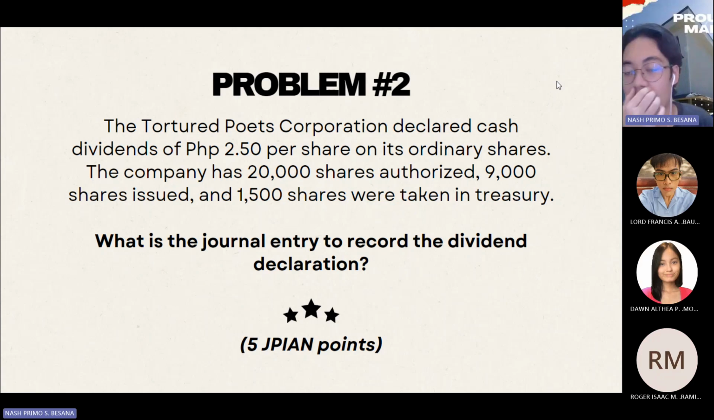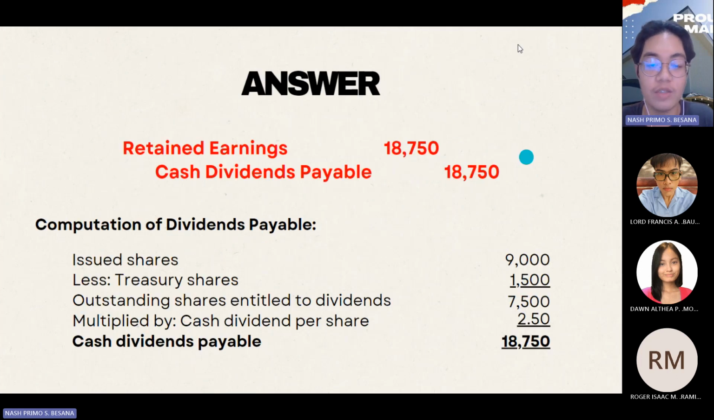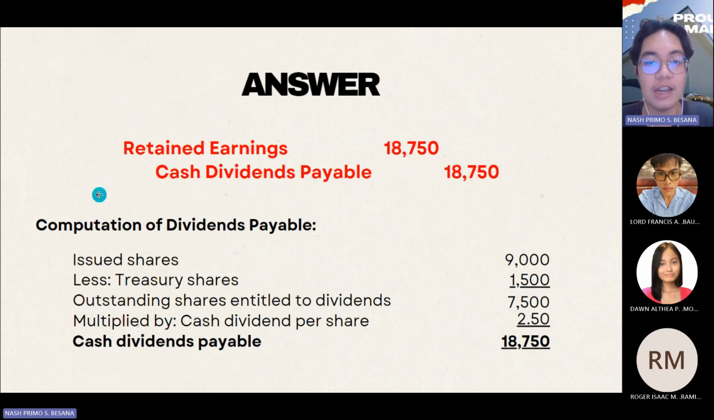Ayan, so are there anyone who would want to try this question? I think wala naman. So let us move on na sa pag-reveal ng answers natin. So debit retained earnings 18,750, credit cash dividends payable 18,750.